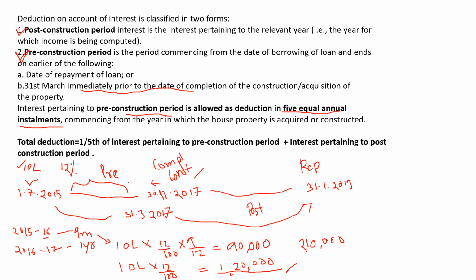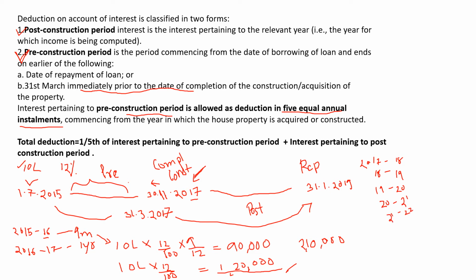So from the date of completion of the construction, we will be getting deduction, because earlier we were constructing only, the house property was not there. In 2017 only it has been completed. That means we will get deduction from year 2017-18. Then 18-19 we will be getting, then 19-20, then 20-21 and 21-22.